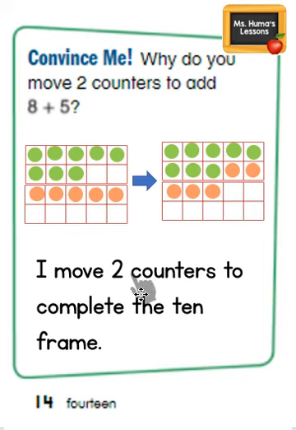We do that to complete the first 10 frame because it becomes easier for us to see at a glance that this is 10 and 3 more, that means it would be 13. It helps us to count quickly. So we can write here, I move two counters to complete the 10 frame. Here we have completed the 10 frame. So this is why we have moved two counters from the second 10 frame to the first 10 frame.